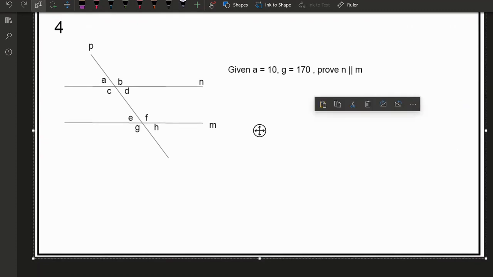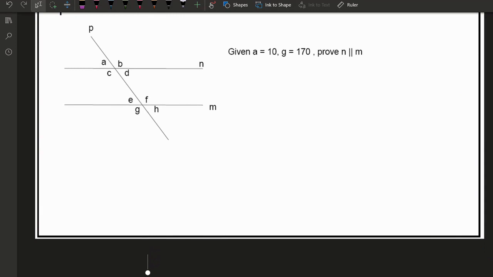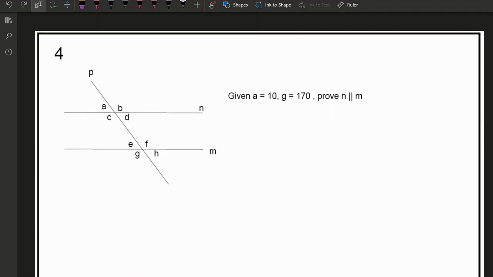If A is 10 and G is 170, prove that N is parallel to M. So let's go ahead and fill that in. A is 10 and G is 170. So I'm looking at the relationship between A and G right now, and those would be consecutive exterior angles. So what I would say here is 1, A equals 10, G equals 170, that is given. Step 2, A plus G is equal to 180.